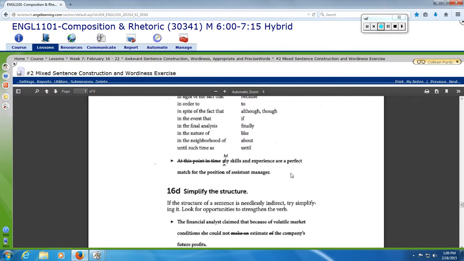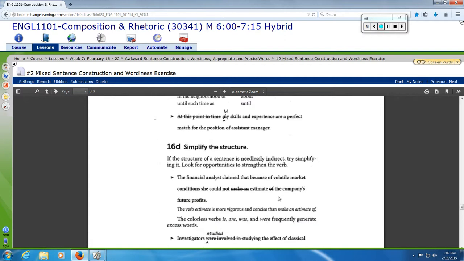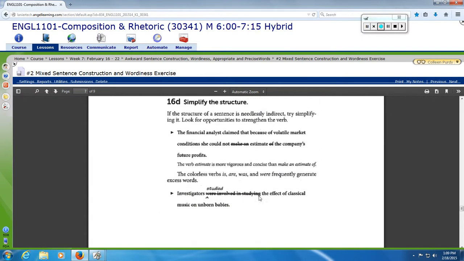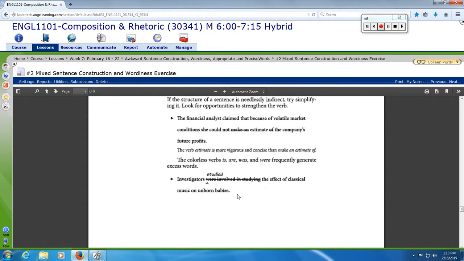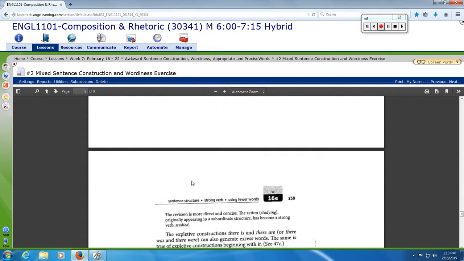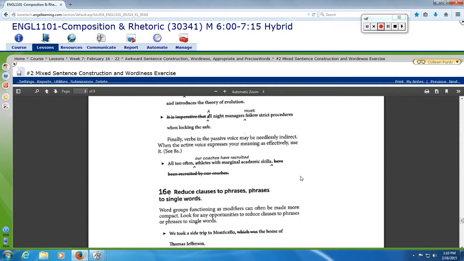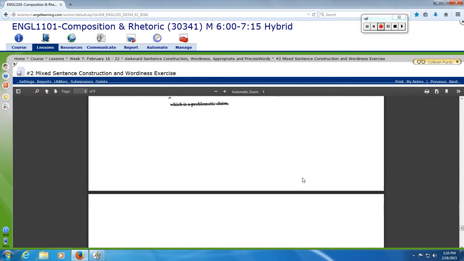Okay? We talked about this. Simplify the sentence structure. The financial analyst claimed that because of volatile market conditions, she could not make an estimate of the company's future profits. "She could not make an estimate of" can be combined: she could not estimate the company's future profits. All right. And you can go ahead and look over these, but this all should be fairly self-explanatory.